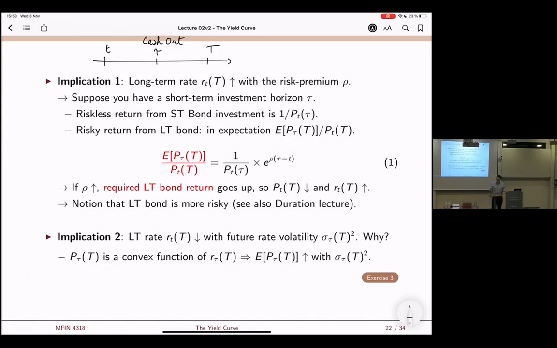So first, you can do the thing that is riskless, right? So you buy the short-term bond that pays at date tau, right? So the strategy. What are your cash flows? So we start with $1.